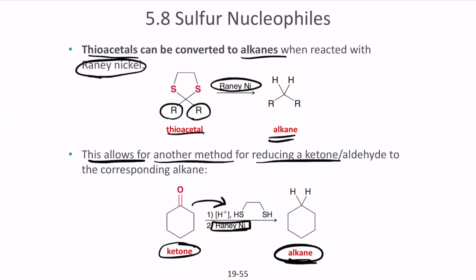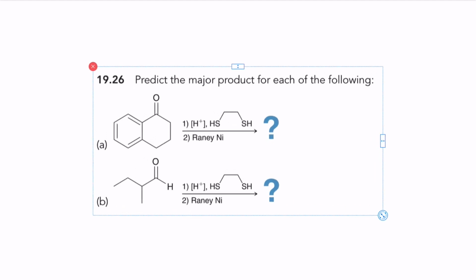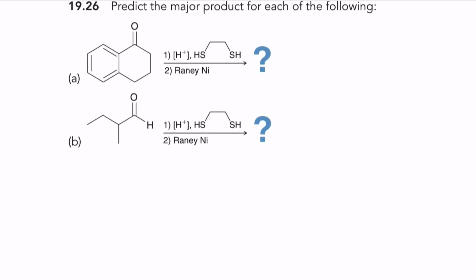So let's try some examples. Pause the video right here and try to see in this problem. Notice that there are two processes occurring: one is thioacetal formation and then reduction. Let me do the first problem so that you can try the second one on your own.